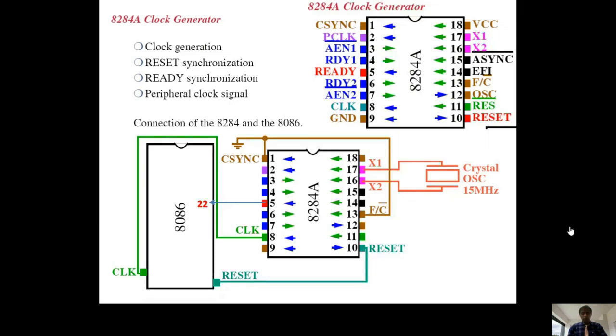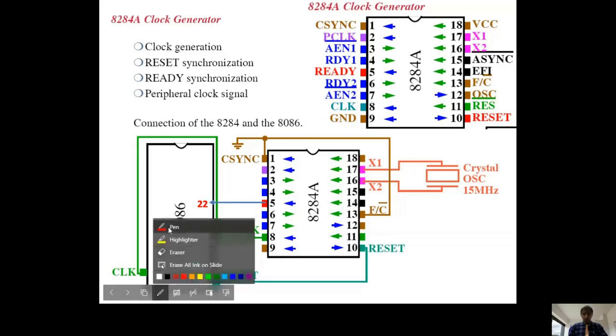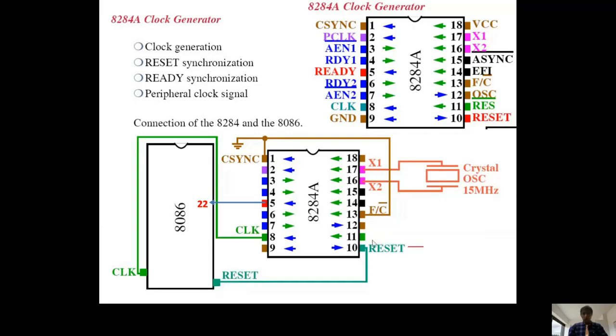Right now, in the last two videos I explained the role of the clock generator. The clock generator mainly gives information to 8086, especially clock information, reset information and ready information. The 8284 gives information to the 8086 microprocessor with the help of 3 pins. Only 3 pins are connected between 8086 and 8284. One is reset. Pin number 10 of 8284 is reset. This reset is connected to reset of the 8086 microprocessor.